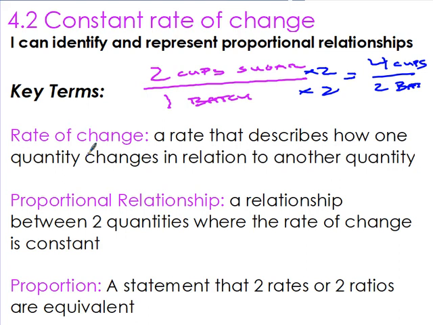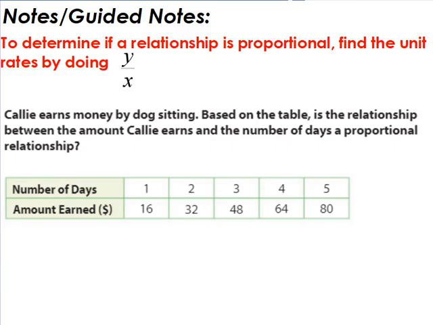Now, we're going to talk about how to determine if something is a proportional relationship, and really it's going to be by making sure that the rate of change is constant. Rate of change is how fast or how much something is changing. So, let's look at what I'm talking about here. This is a key point right here. To determine if something is proportional, we want to find the unit rate by doing y divided by x.